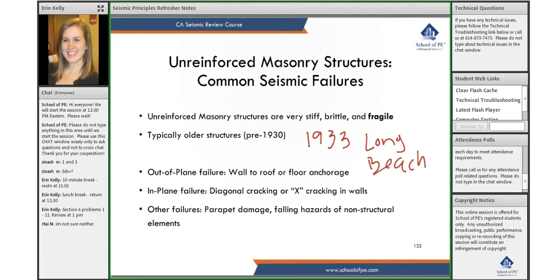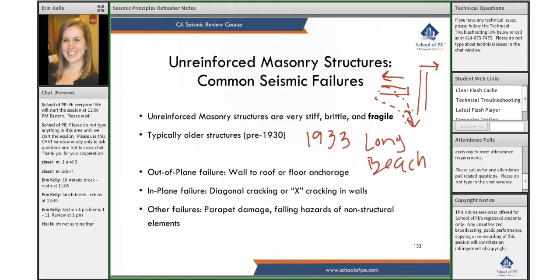So common failure mechanisms. The biggest one is going to be wall to roof or floor anchorage. It's likely inadequate or non-existing, and that will cause separation where the floor system and the wall can move away from each other. And then that means that this has nothing to stabilize itself on, and it is going down. So that is our biggest concern here, for sure.